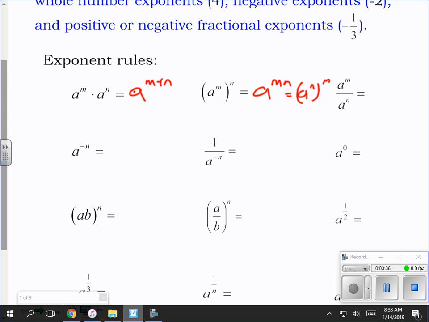When you're dividing, you subtract the exponents. A to the m minus n. And it doesn't matter whether they're negative, positive, fractions. It doesn't matter. You add, subtract.